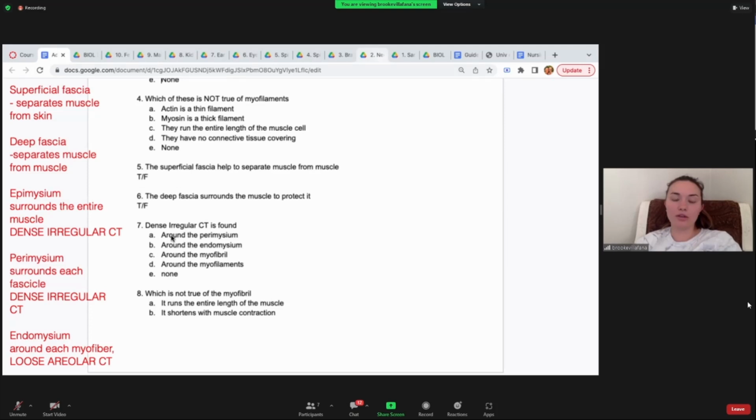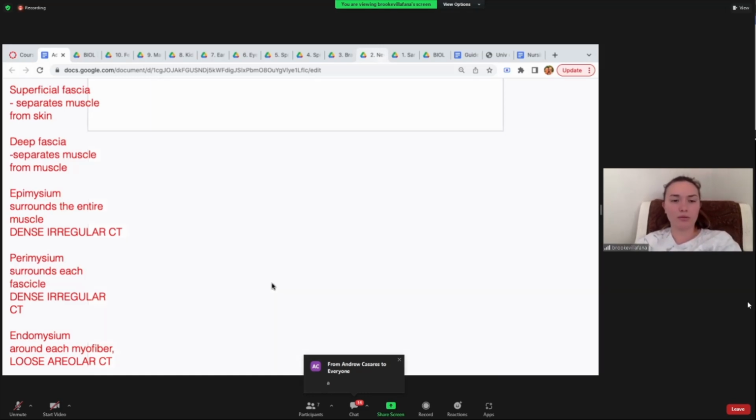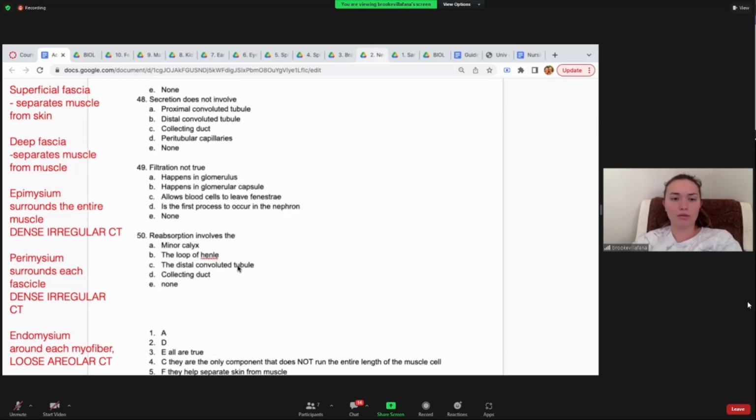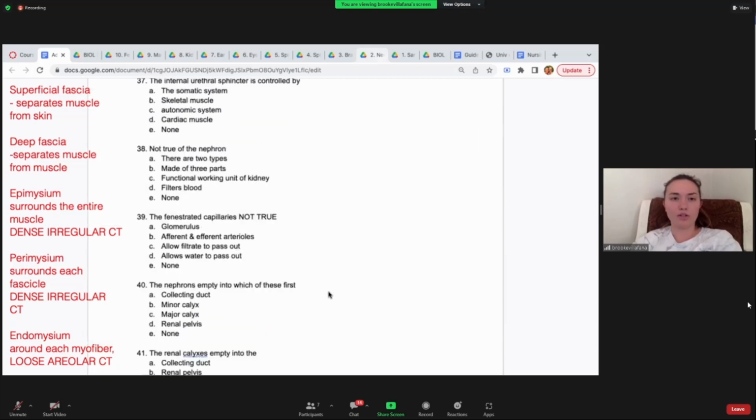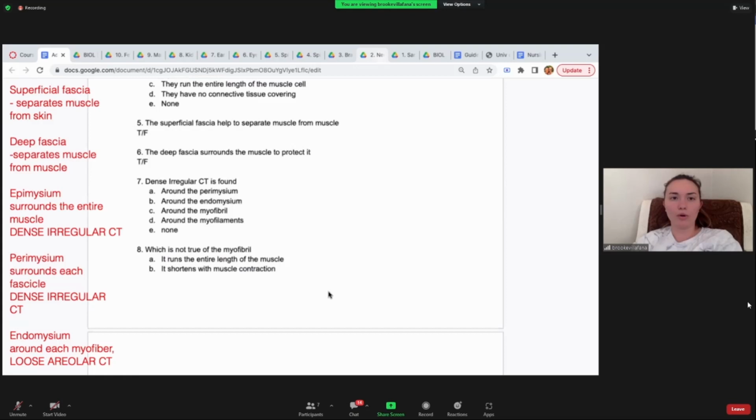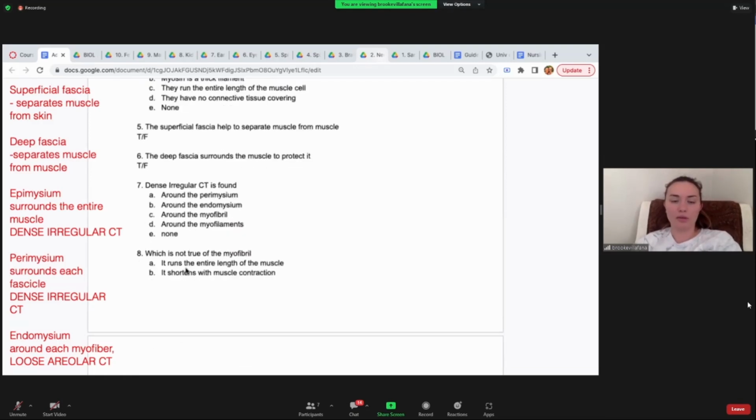This got very tricky. The wording is very tricky, and that's not what I meant. I didn't mean around. Just cross out "around the" and just say perimysium, endomysium, myofibril, or myofilaments. So I think I was going, what am I trying to, I don't really see what this question is trying to say. The correct answer here should be A, because A is the only one that is made of dense irregular. Let me see what I put. My train of thought there isn't clear. 7A, yes, endomysium has loose areolar, all the others don't have connective tissue. So sorry for the weird wording there. It shouldn't say "around the," that wasn't what I meant.